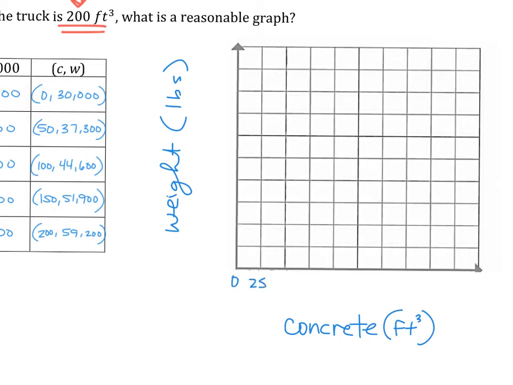So this would be 25, 50, 75, 100, 125, 150, 175, and 200. It just gives you a little more room to work with if you count by 25s, okay? Okay, now our weight. And this one requires a little bit of thinking through what we want to count by.